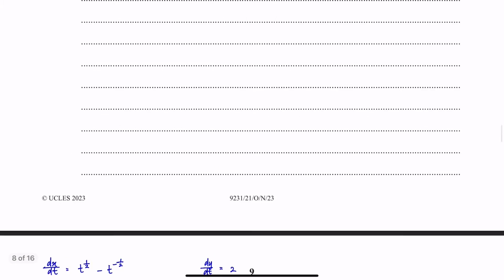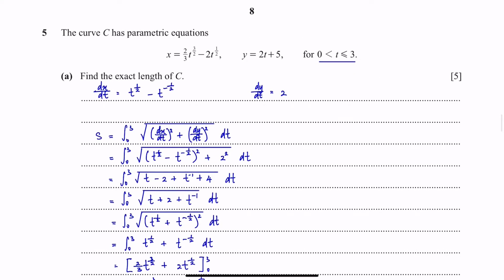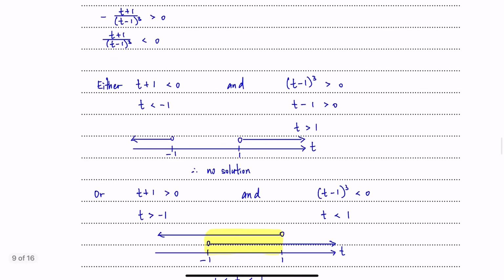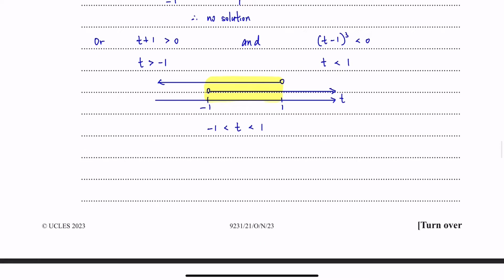But in the question itself, it is said that t is in between 0 and 3. So we cannot have t less than 0 and more than negative 1. So we can only write it as t is more than 0 and less than 1. So this will be the final answer.